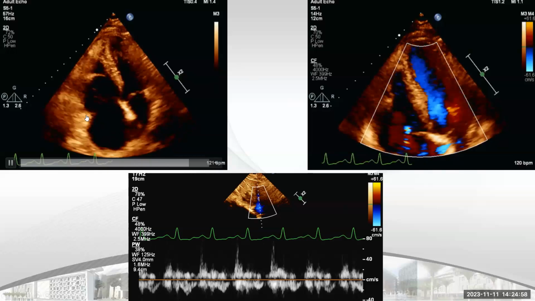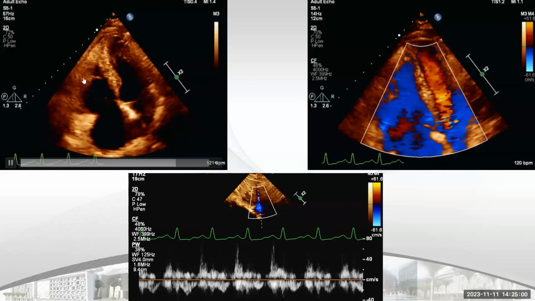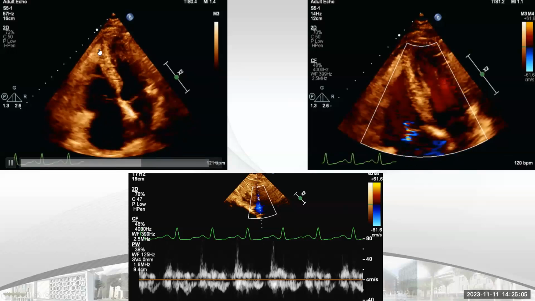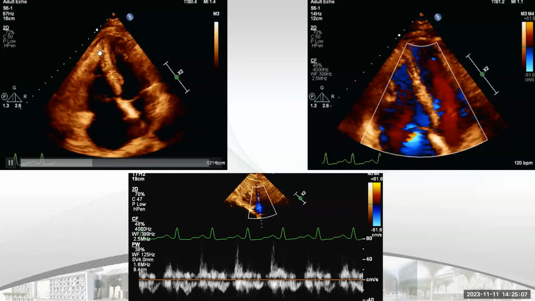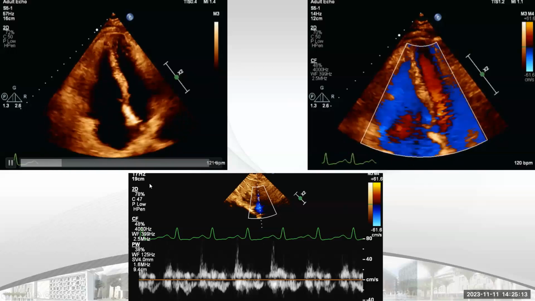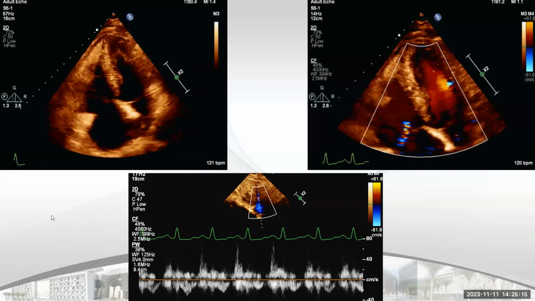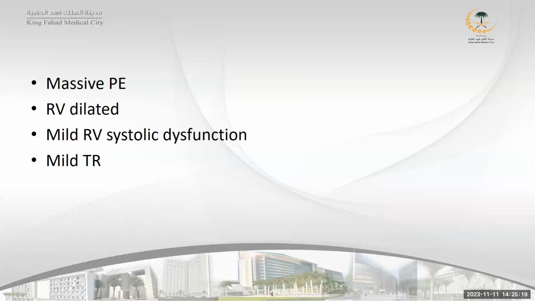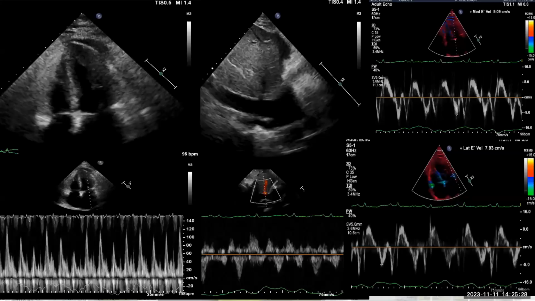Why? Because you can see the dilated RV, the basal and the lateral wall are severely hypokinetic, while the apex is hyperkinetic. This is typical for RV strain, mainly acute RV strain, and the most likely diagnosis with these findings is massive pulmonary embolism, and this is called McConnell sign. Nice. There is no McConnell sign in the coding, but this is massive PE, one of the diagnoses, RV dilatation, mild RV dysfunction, and mild TR. Next.